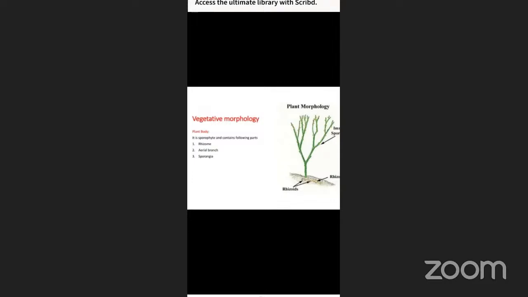When we take the aerial shoot of Psilotum, we see the anatomical characters of the shoot. In cross section, three different regions are there: the epidermis, the cortex, and the stele centrally.